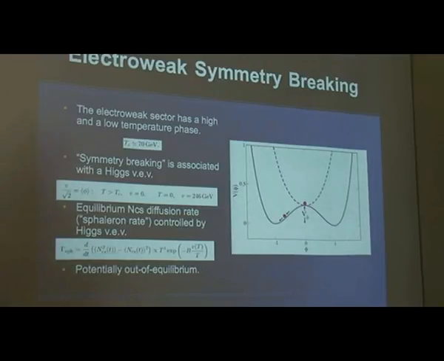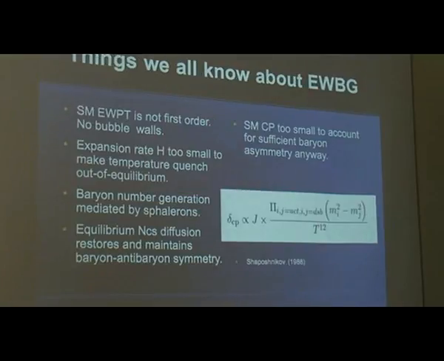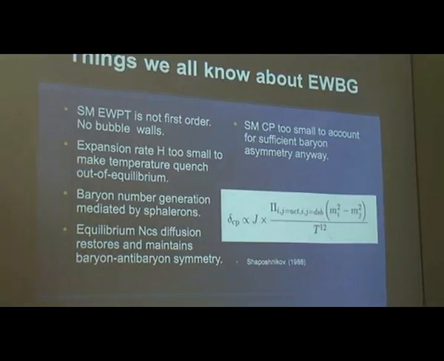And this number turns out to depend on some constant, and the VEV function of the temperature divided by the temperature. It's suppressed by whatever the value of v is at a particular temperature. Now potentially this symmetry breaking could be out of equilibrium, but what we know is that in the standard model it isn't. So these are the things we all know. The transition is not first order, there are no bubble walls.